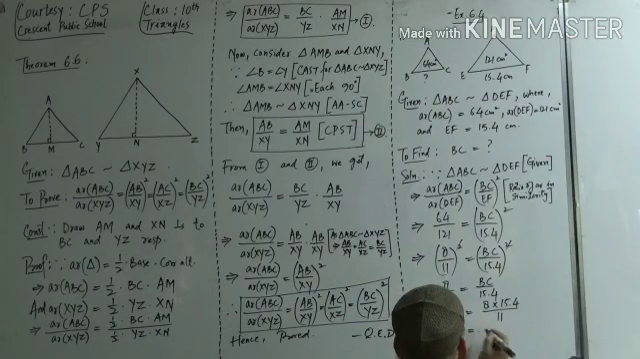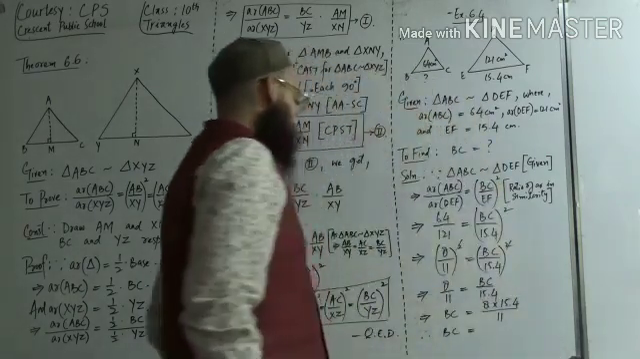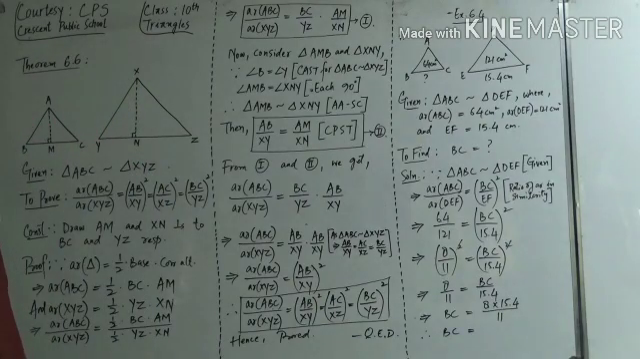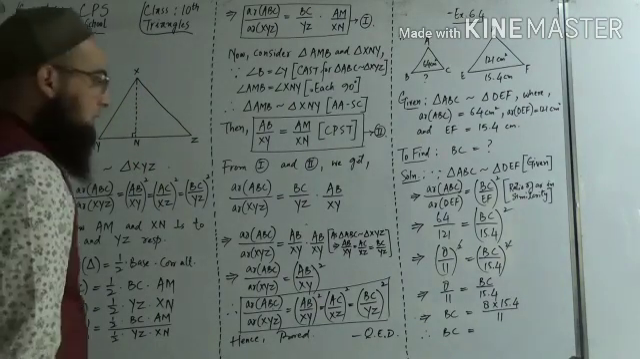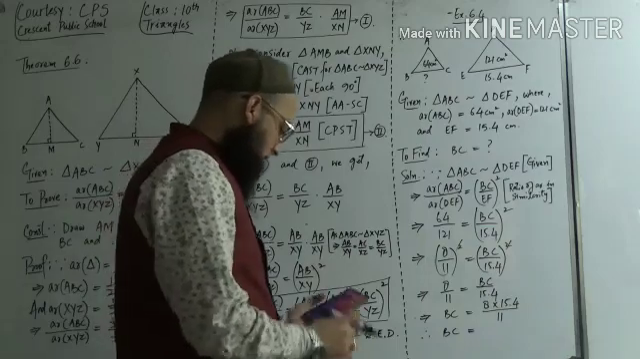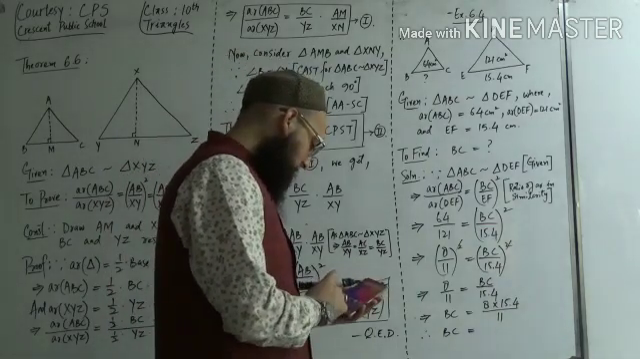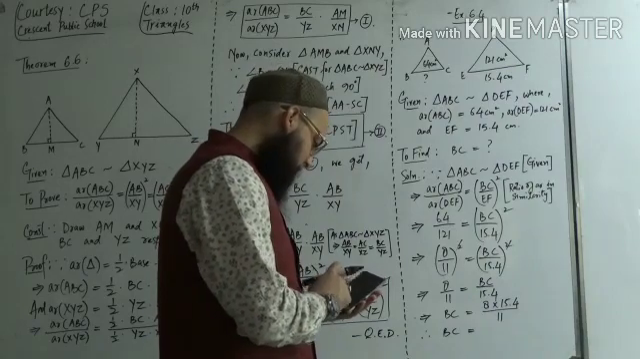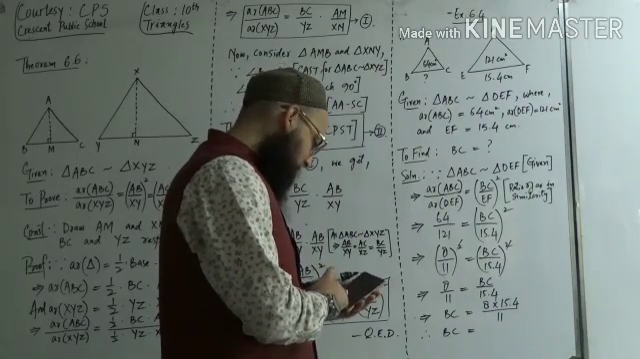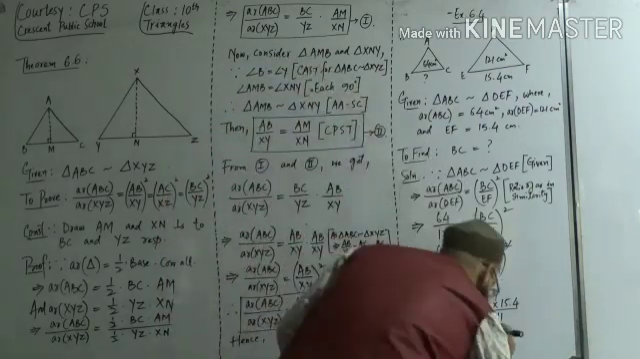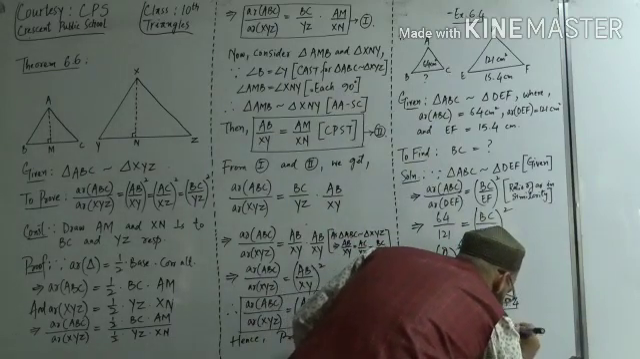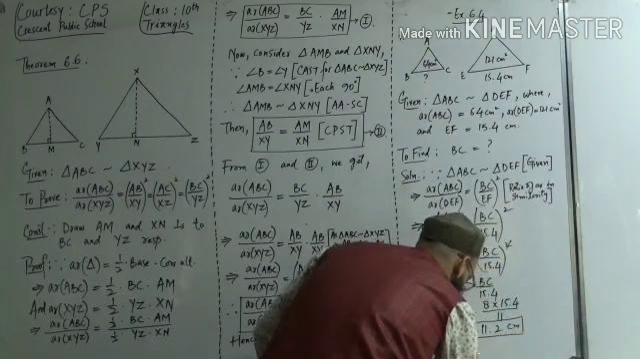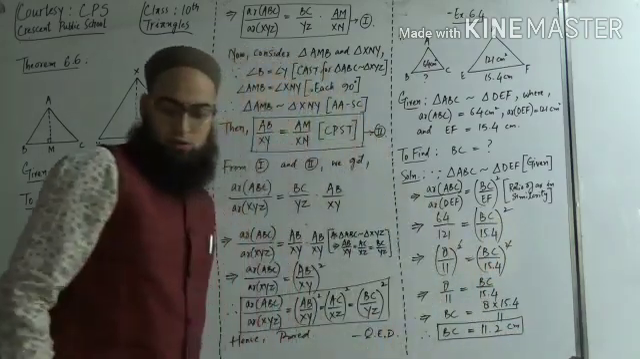Therefore, BC is equal to, now you can solve this. Let me solve this on the calculator. So I have 8 times 15.4 divided by 11, so I have 11.2 centimeter, and that's your answer. You make a note.